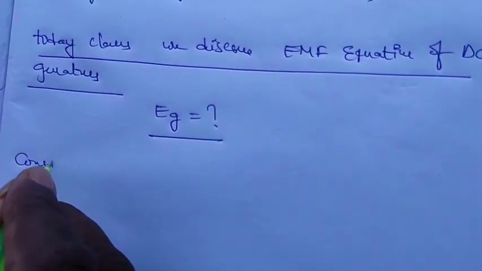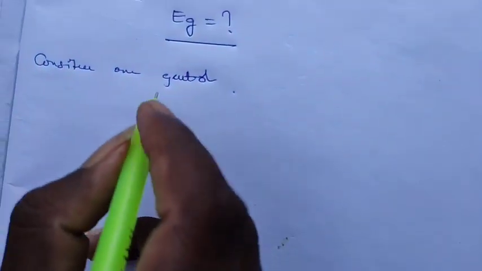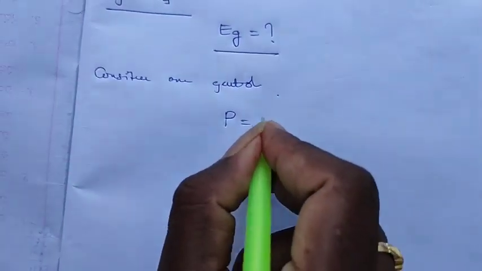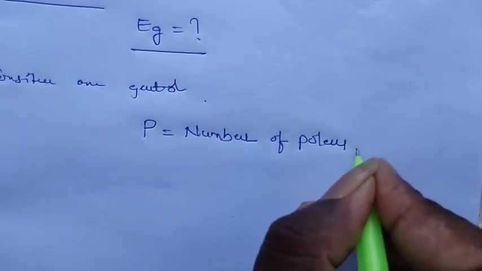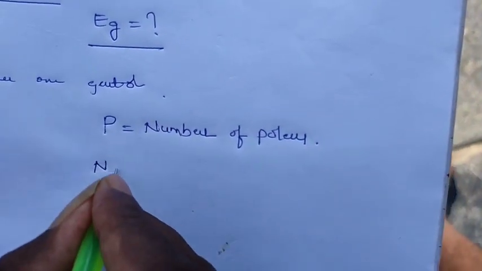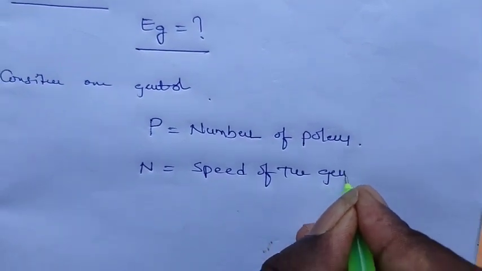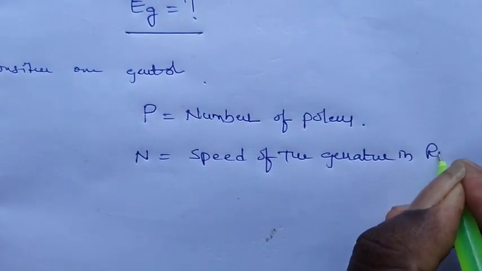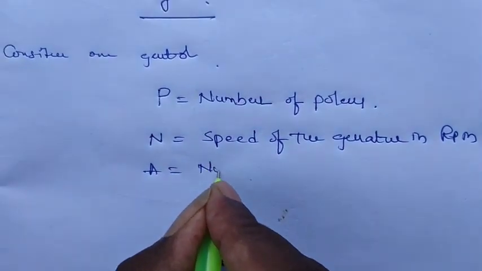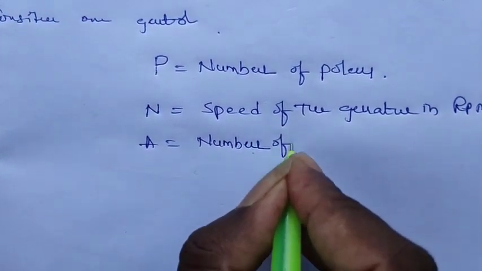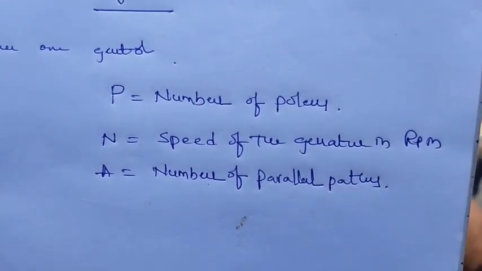So consider one generator. The generator has P equal to number of poles. N indicates speed of the generator in RPM. A equal to the number of parallel paths.